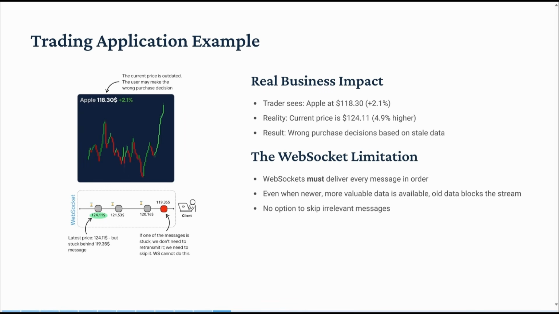Look at what's happening in the WebSocket connection. We have a sequence of price updates, but that 119.35 message got stuck, maybe due to network congestion or a lost packet. Because WebSockets must deliver every message in order, that stuck message is blocking all the newer price updates from reaching the client. So the trader is seeing the old price and thinking about making a purchase decision based on that price. But the reality is that the stock has already moved significantly higher.